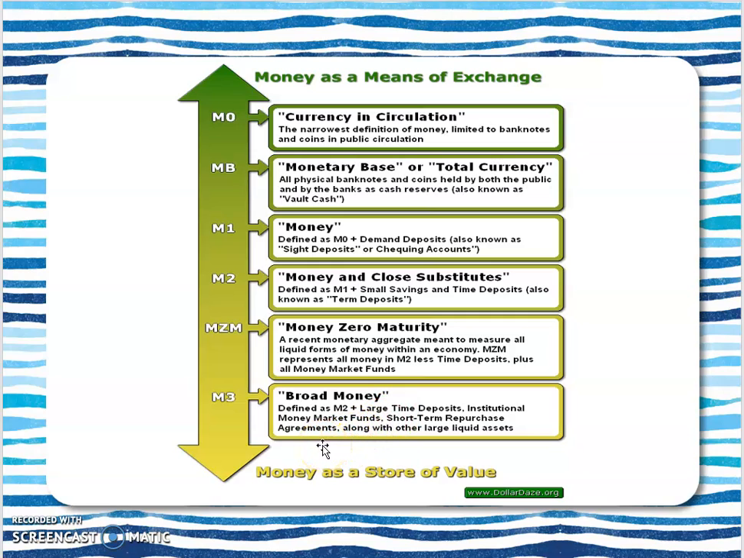M3 is a broad money defined as M2 plus large time deposits, institutional money market funds, short-term repurchase agreements along with other liquid assets. Okay, this is what was already mentioned earlier: the contents of M1, M2 and M3, and also including M0, MB and MZM.